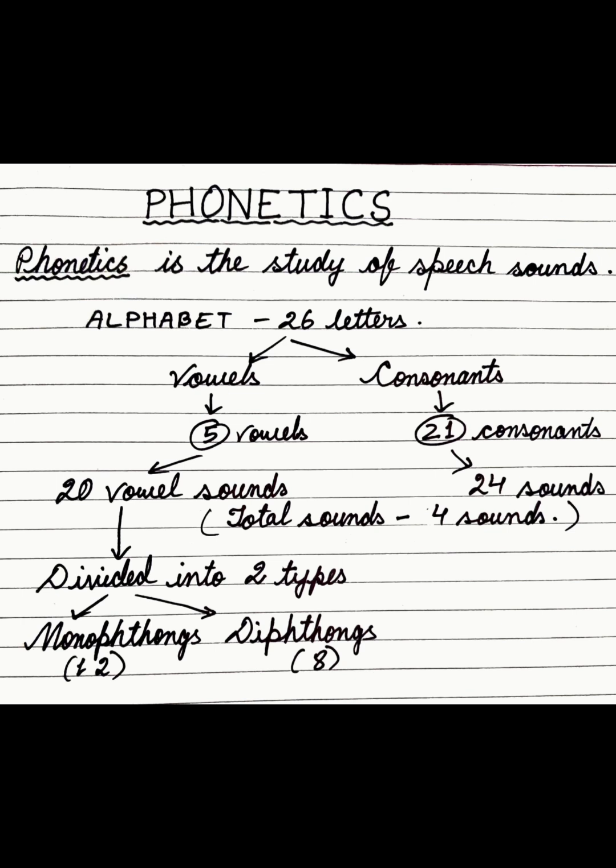There are 12 monophthongs. So, remember, mono means one. Monophthong means one steady vowel sound. Now come to diphthongs. Diphthongs, the word di means two. A diphthong is a gliding vowel sound.